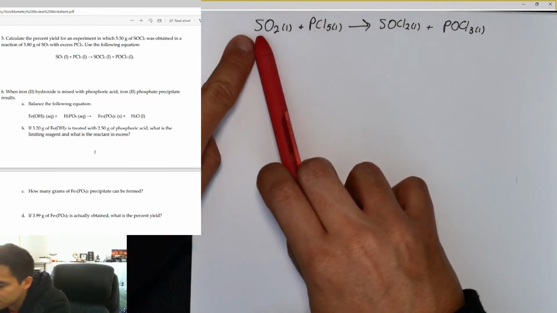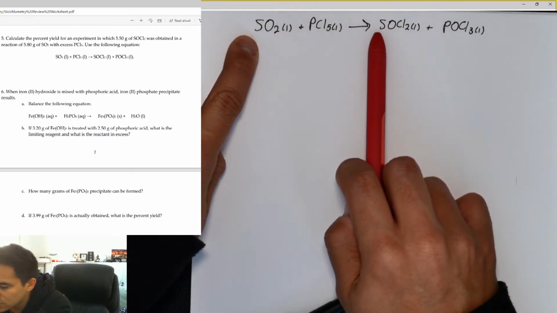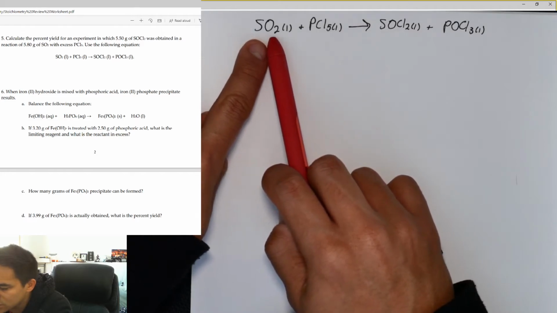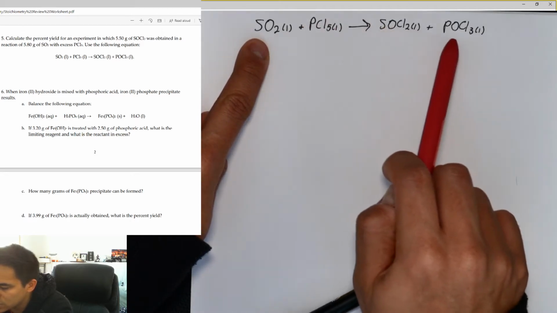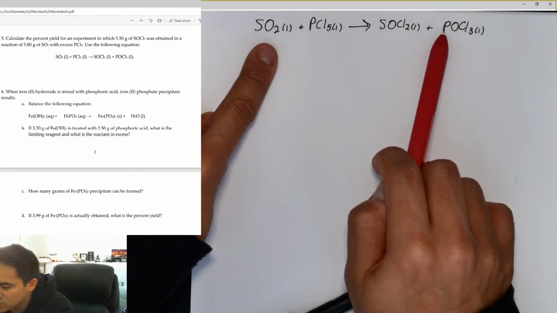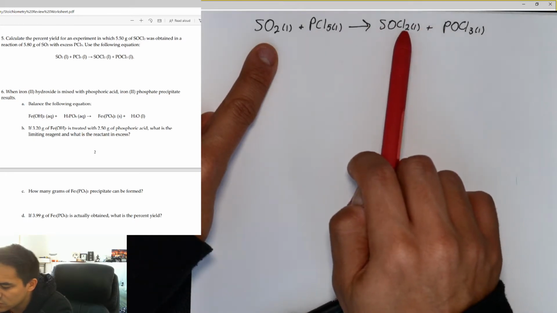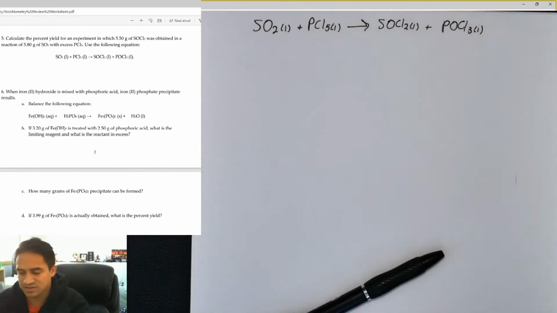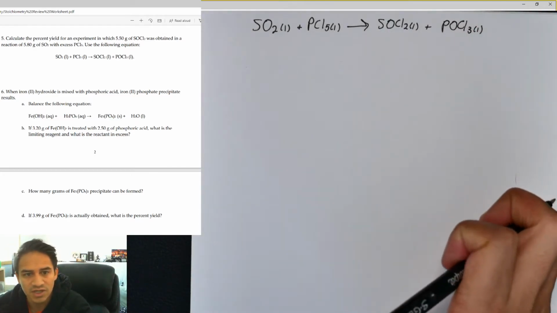1 sulfur here, 1 sulfur there. 2 oxygens here, we have 2 oxygens. Okay. 1 phosphorus, 5 chlorines, 2 plus 3 is 5. Okay, so everything is already balanced. So that makes things a lot easier.